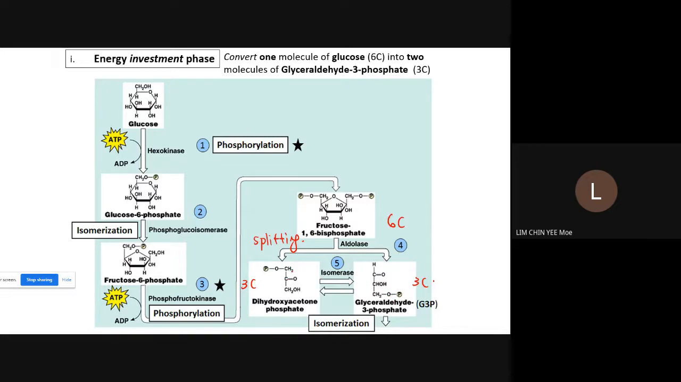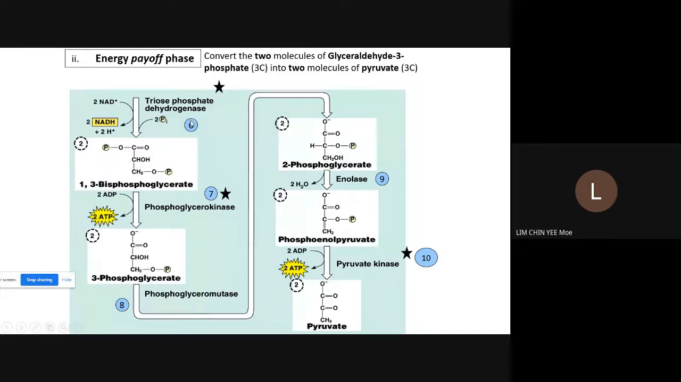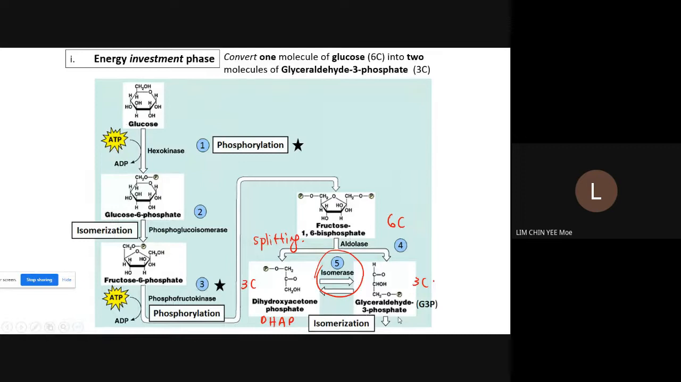Tapi, kenapalah kita perlu ada step 5 ini? Kenapa kita perlu buatkan DHAP jadi G3P? This is all because of the next step, which is step 6. Dekat sini, yang dia boleh guna hanya G3P. The next step, substrate yang boleh guna hanya G3P. So, kalau you buang DHAP, I akan hilang separuh energy. We can't do that. It's a waste of energy if you just throw this energy away. That's why we will have to convert the DHAP into satu molecule yang boleh guna untuk step 6, and that's G3P. Itulah kenapa dekat step 5 ini kita perlu buatkan DHAP jadi G3P.